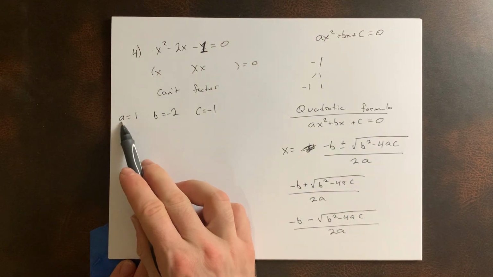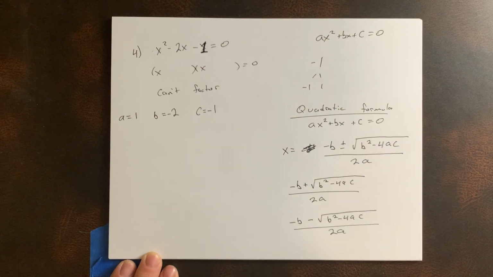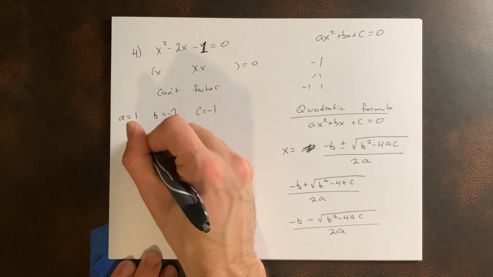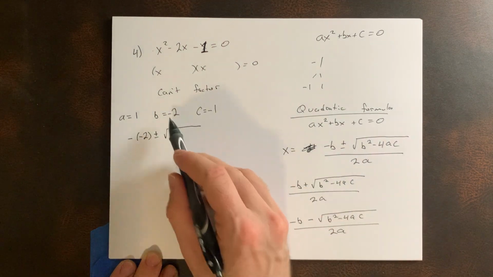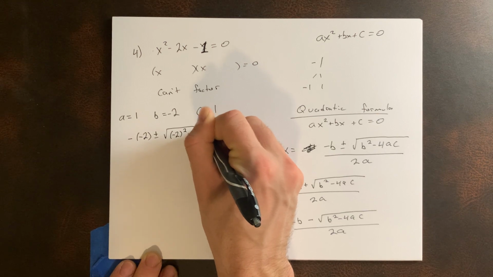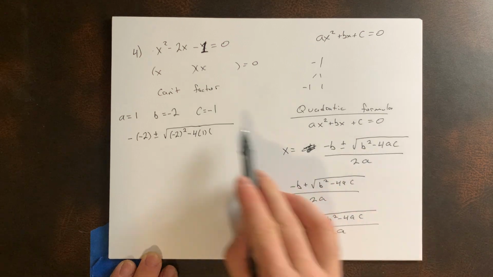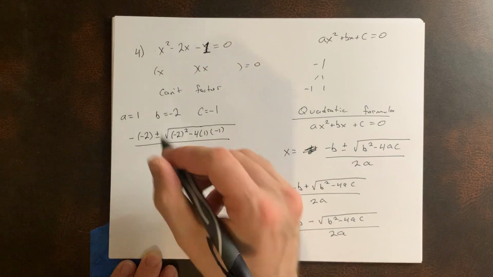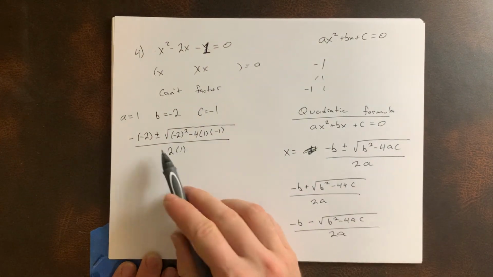Now what we're going to do is plug this a, this b, and this c into this formula. We're going to simplify, and that's going to give us what x is equal to. So negative b, negative negative 2, plus or minus the square root of b squared, so we're doing negative 2 squared, minus 4 times a, which is 1, times c, which is minus 1, then all over 2 times a. Okay, so we plugged in our a, b, and c. Now we just need to simplify this.